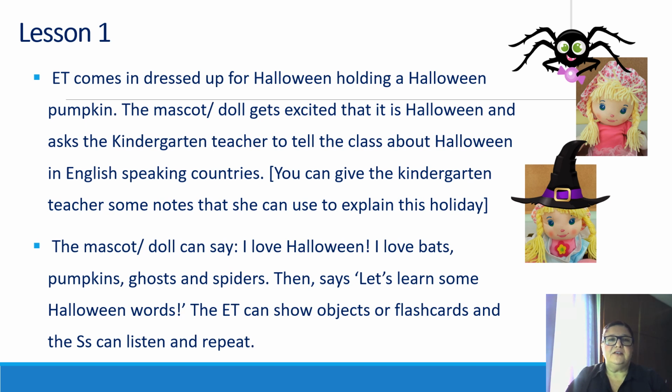After that, the mascot or doll can say, I love Halloween, I love bats, pumpkins, I love ghosts, I love spiders, and then tell the class that she wants everyone to learn some Halloween words. Now, of course, while the mascot or doll is doing this, the teacher can show the objects or the flashcards, and then, of course, the students can listen and repeat the words.